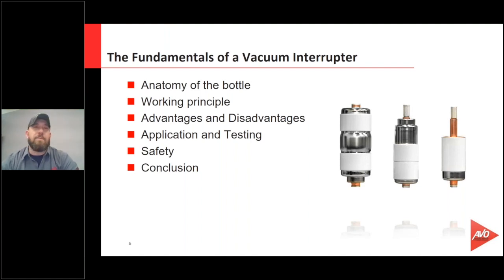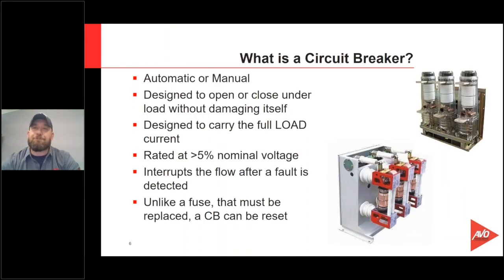And then, of course, with any webinar and with any type of electrical work out there in the field, we'll finish off with safety, because there are some huge safety factors that come into play when we're testing vacuum interrupters. And then, of course, in conclusion, we'll finish it up with a summary.